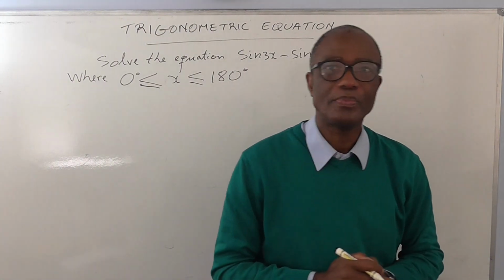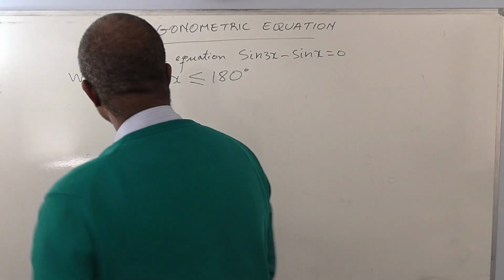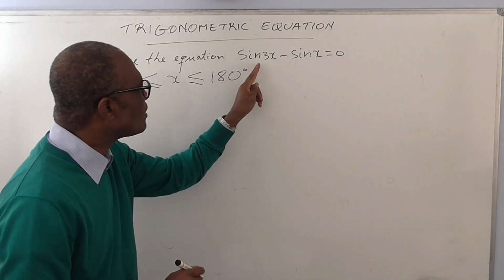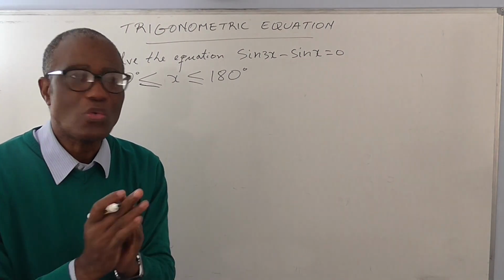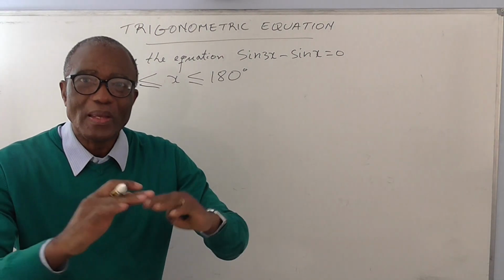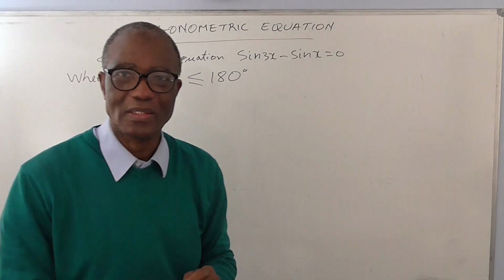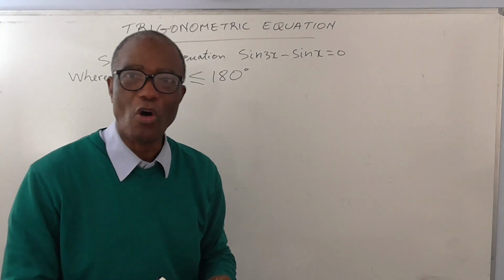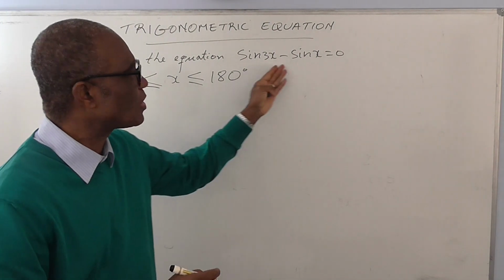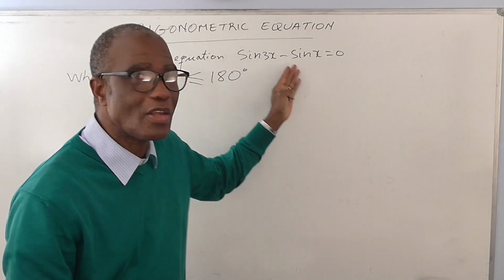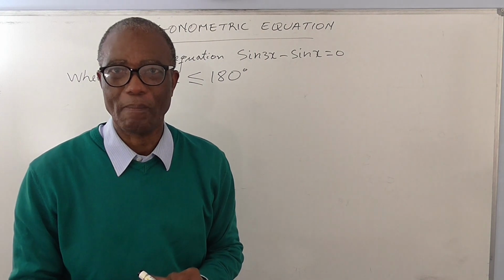Now, because we have a sine of 3x minus sine of x, we need to have a single fraction, or a product. It would be much better to have a product than to have a difference there.